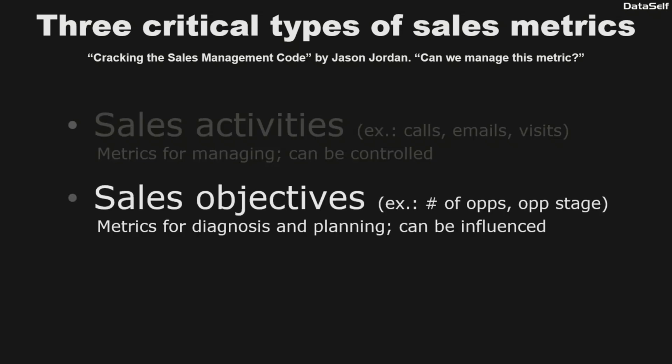The next one is called the sales objectives, which is how many opportunities you have in the pipeline and what stage of the pipeline they are in. So these metrics are more for diagnosis and planning. You actually don't control them because you need the client or the prospect to be in the pipeline at a certain stage, but you can influence the process. So sales objectives are another major metric that is part of the puzzle.